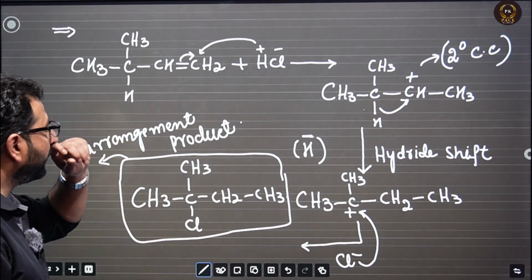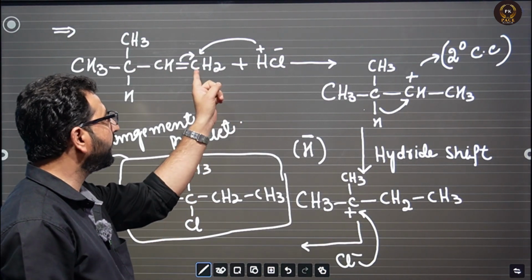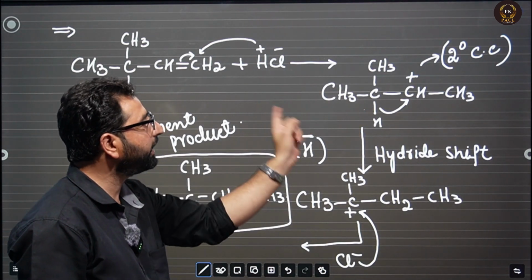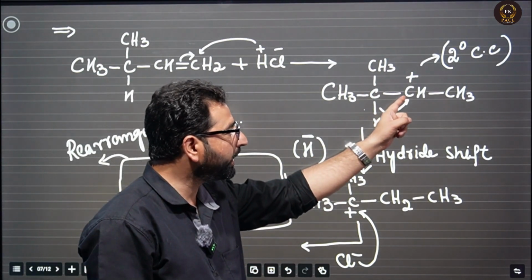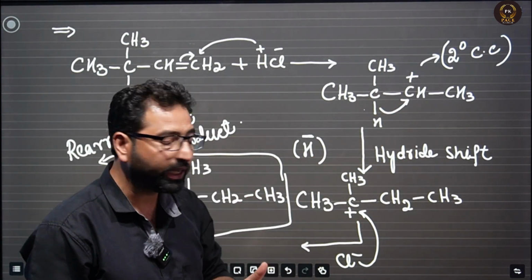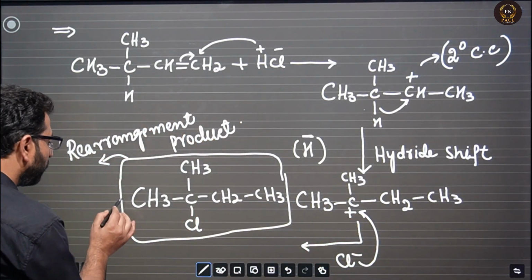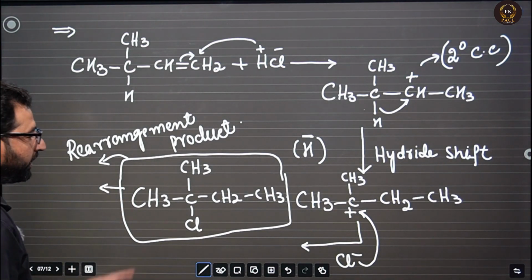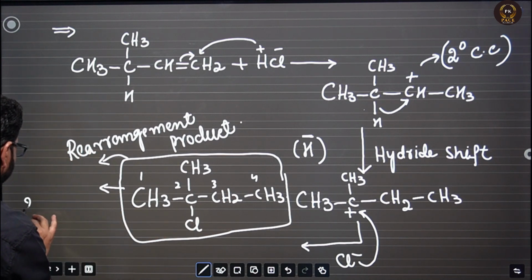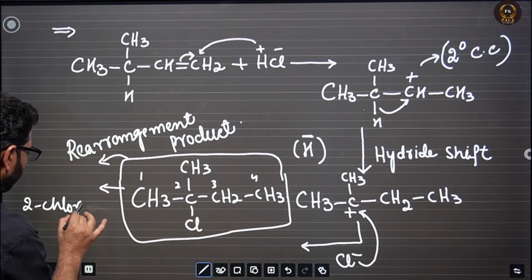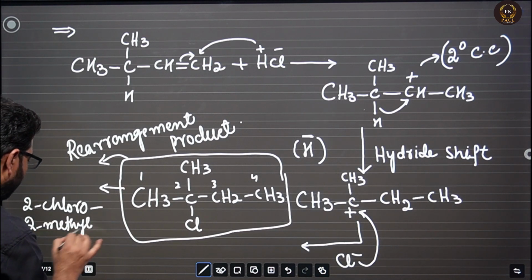Okay, now if we see Markovnikov's rule, according to it you would say that H will attack here and positive charge will get created here, and the Cl will attack here. But it doesn't happen. Why? Because this secondary carbocation first gets converted into the tertiary carbocation, and after that the Cl negative will attack here. And this is the product, and you can write the name of this product: 1, 2, 3, 4. This is 2-chloro-2-methylbutane.